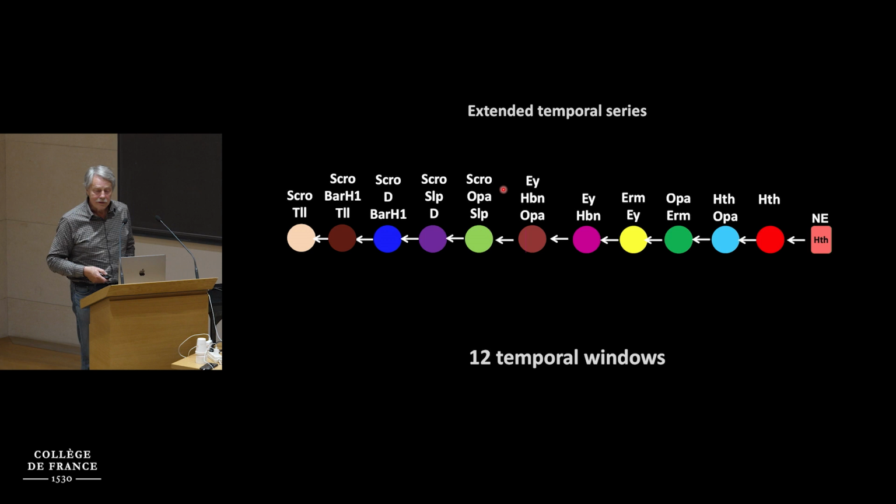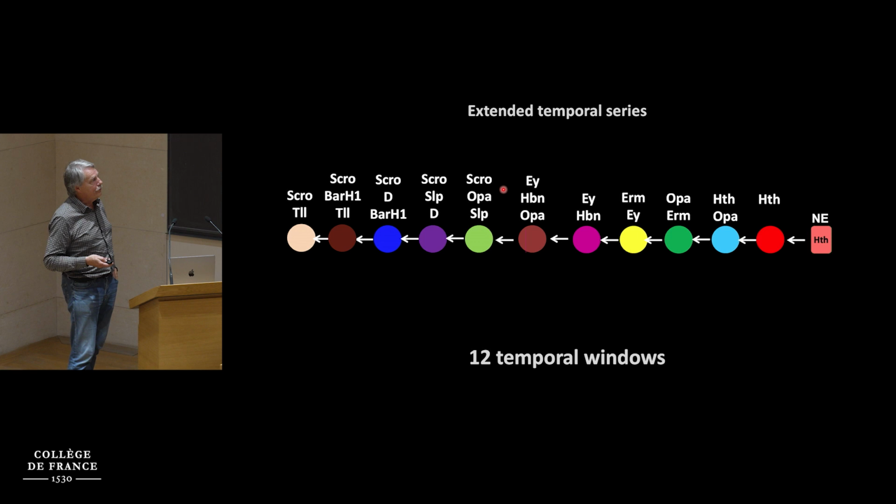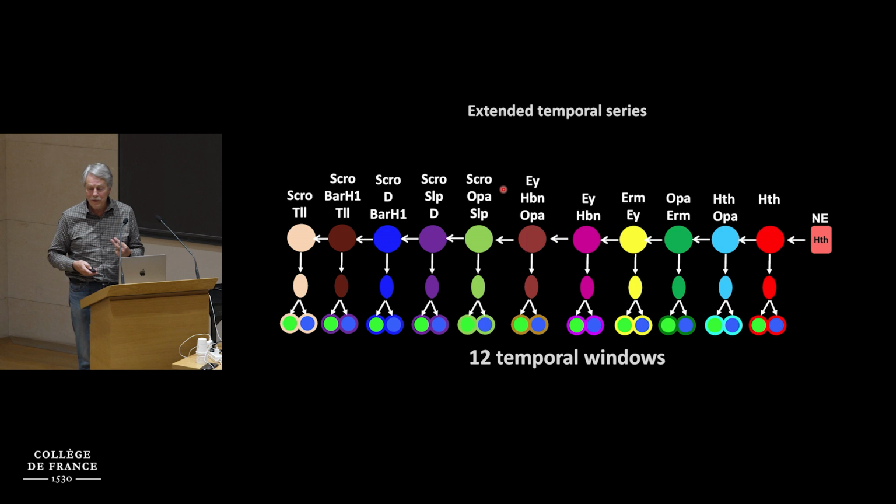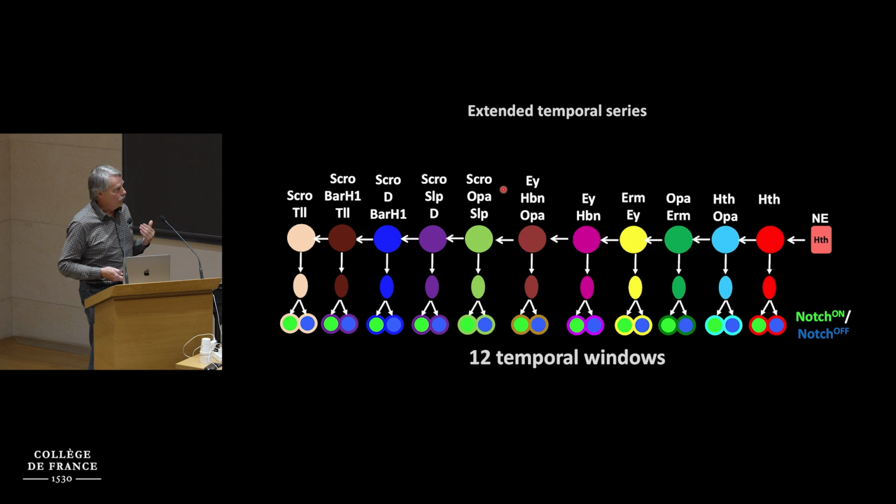I'm a bit short of the 100 I want to define, so how do I go from 12 to quite a lot more? The first thing, which is fairly easy, is that, as I told you, those neuroblasts, when they divide, give rise to an intermediate precursor, what they call a GMC. They divide once more to give rise to two neurons, one notch on and one notch off, which means you don't have just 12 temporal windows. You have 12 temporal windows indeed, but you produce 24 neurons, because there is one for each, notch on and notch off. Okay?